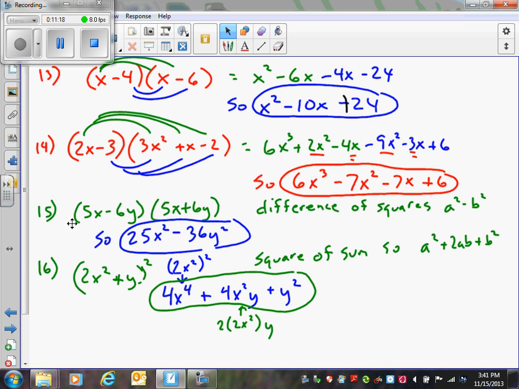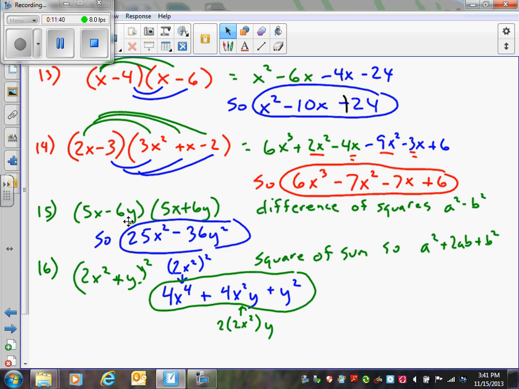Number 15, this is a difference of squares. This is one of our special cases. The difference of squares: a squared, or a, my first term squared, minus b, my second term squared. So I take my first term, 5x, I square it. 5 squared is 25, x squared. I put a minus sign in the middle because difference of squares, you always get this minus sign.